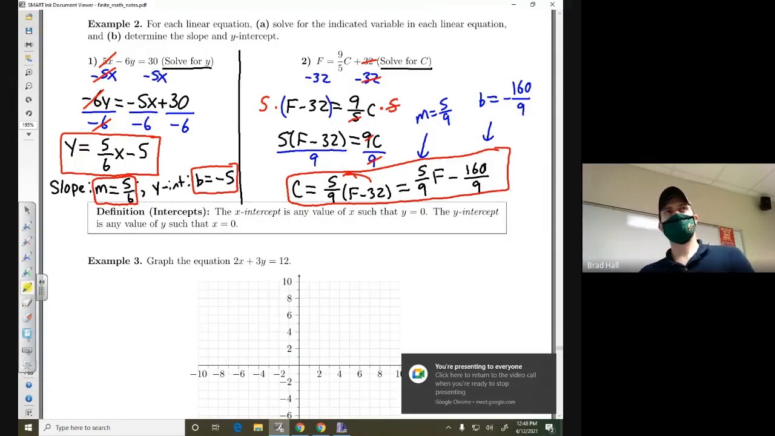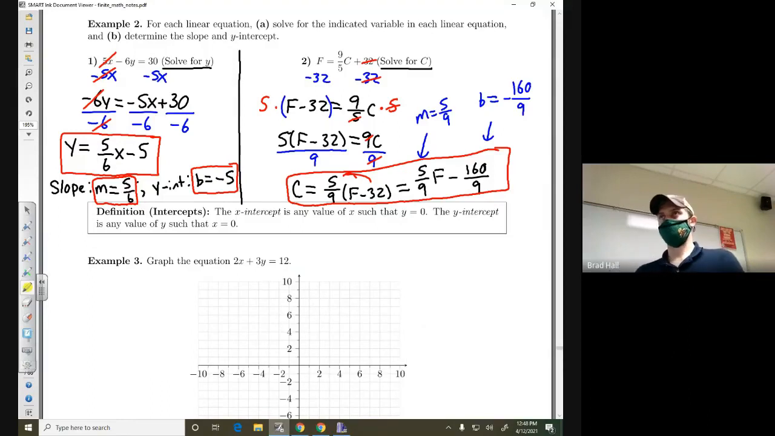So intercepts are a part of a linear equation. We can have two different sorts of intercepts, and as the name implies, an intercept is a part of the line that intersects the graph at a particular spot. Now, the graph can be intersected at the x-axis or the y-axis. So that's why there's two intercepts.